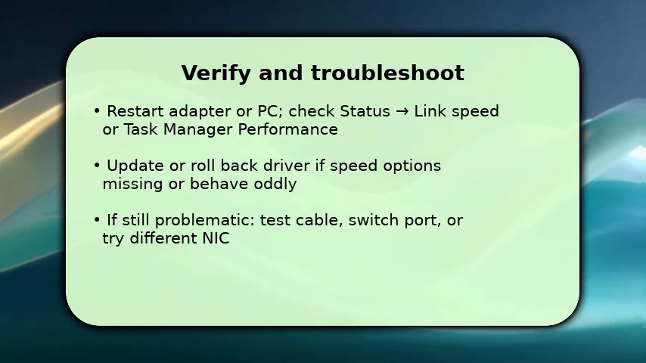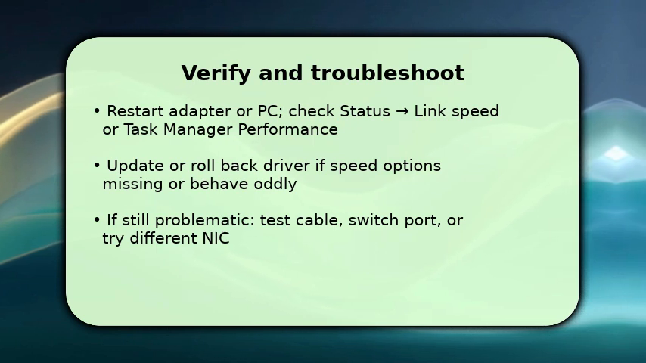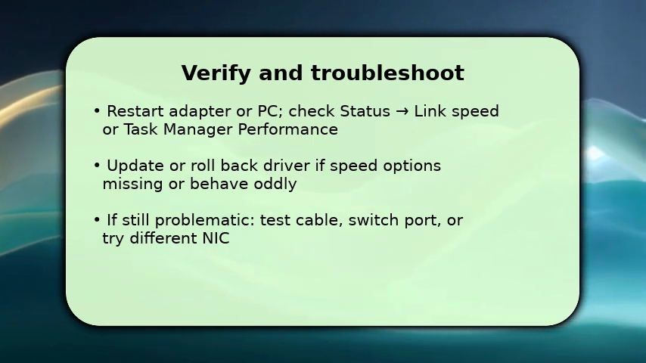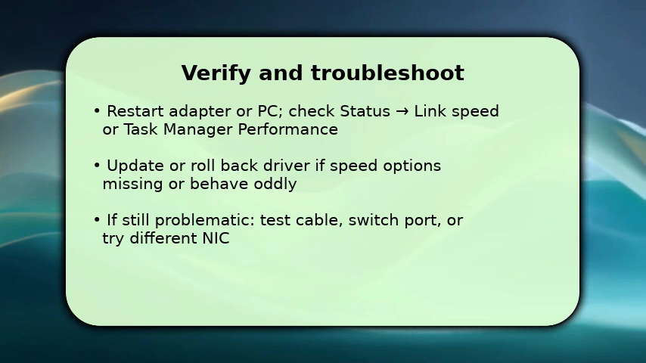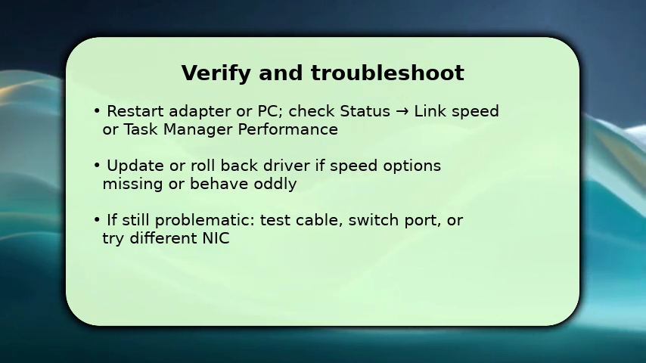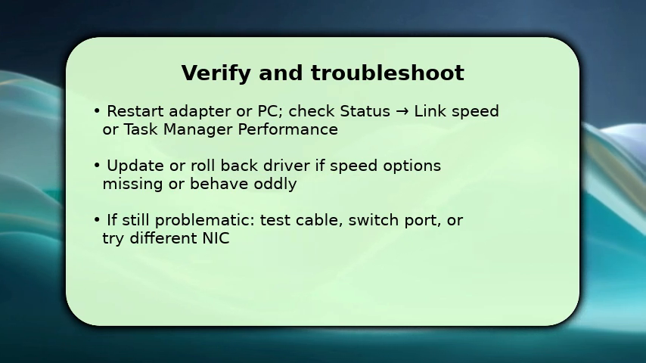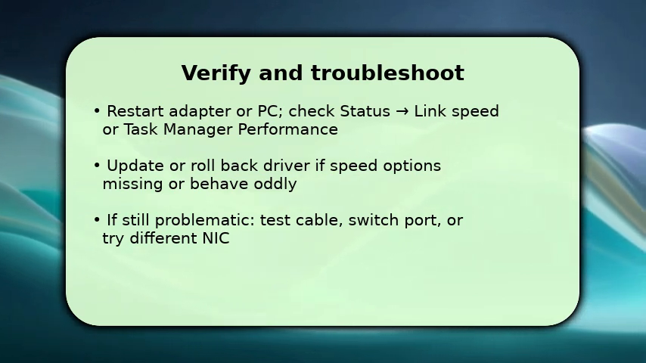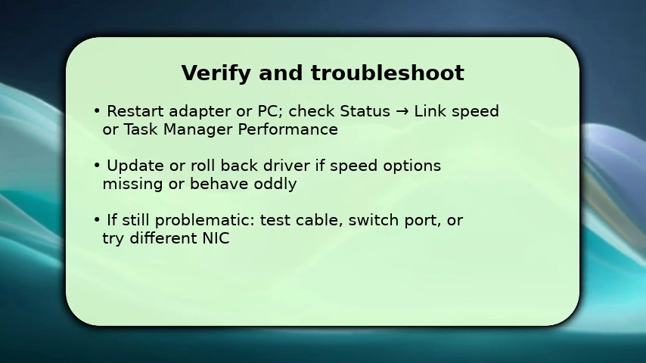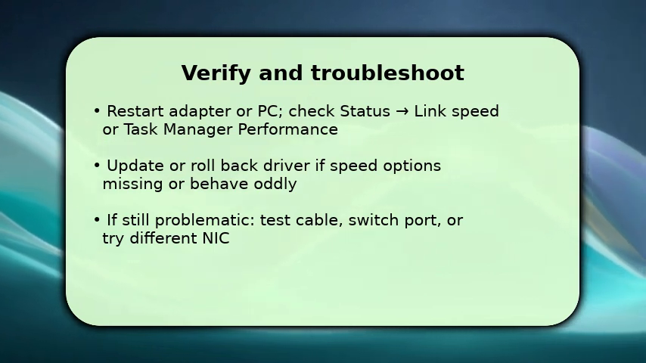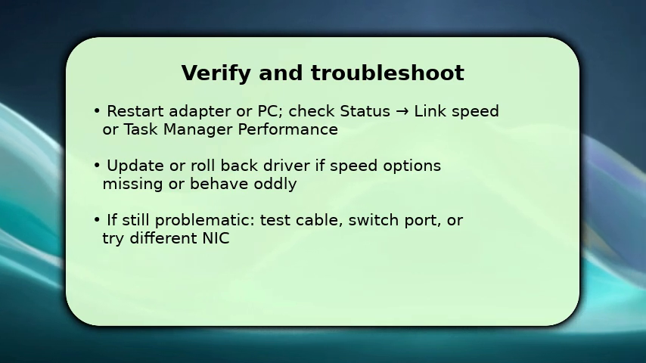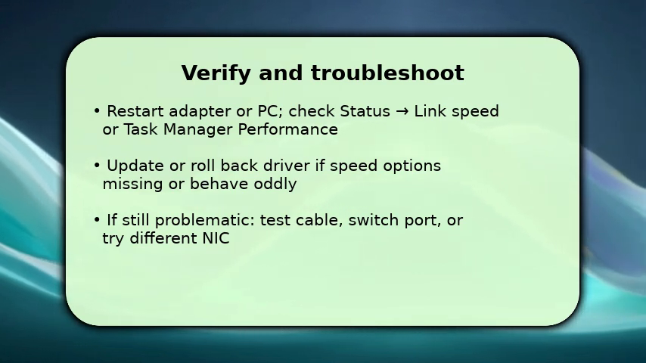If the new options weren't available or didn't stick, update the NIC driver from Device Manager or roll back to a previous driver, because driver issues often hide settings. Troubleshooting tip: if the link won't reach the chosen speed, swap the Ethernet cable or test another switch port. Bad cables or switch ports are the most common causes of persistent lower speeds.